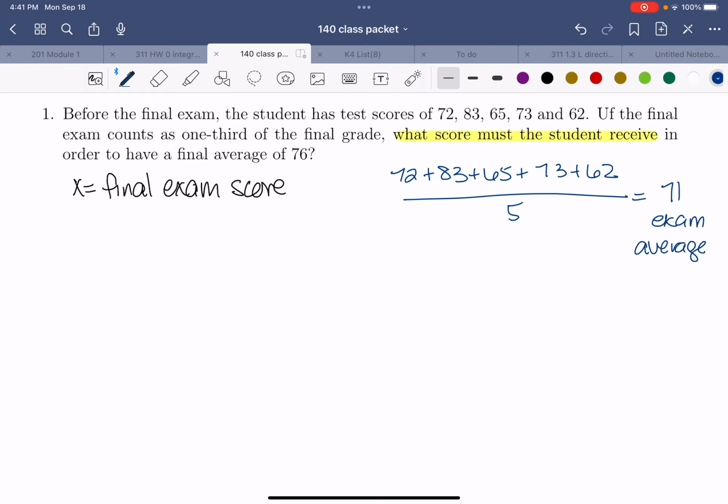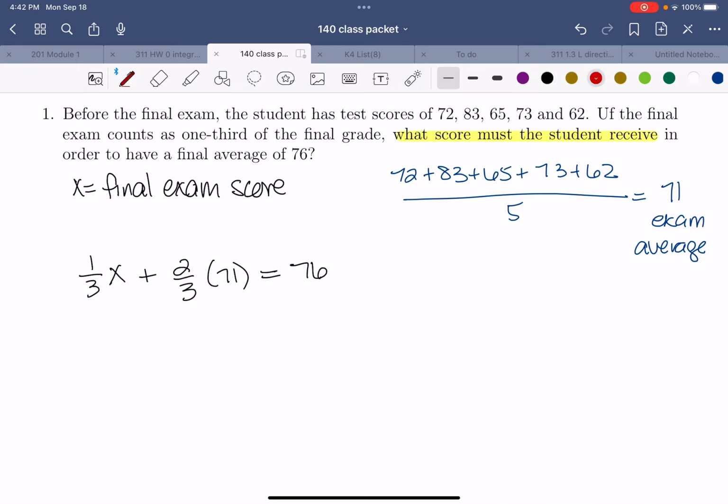And it says that the final exam counts as 1/3 of the grade. So the remaining 2/3, we're going to assume is this exam average. So we're going to take 1/3 of our final exam score. So 1/3 times X. We're going to add to that 2/3 of our exam average, which is the 71. And that we want to be a 76. Okay. So from here, we're just solving this equation.